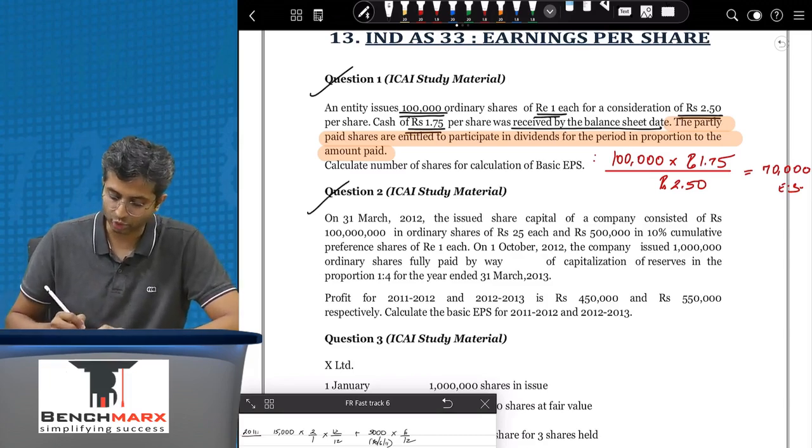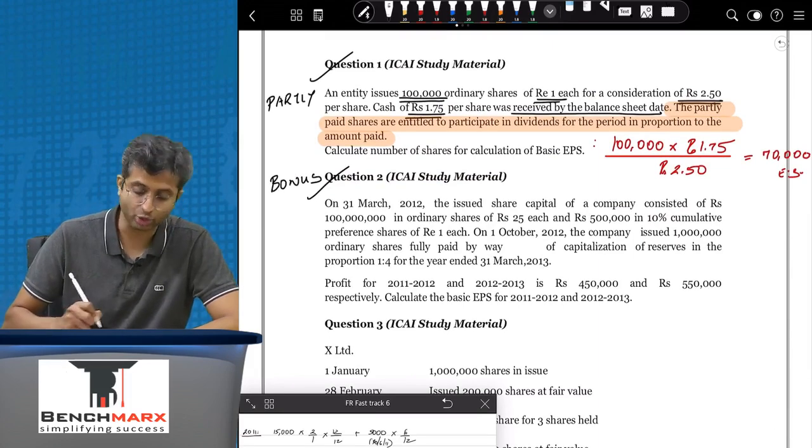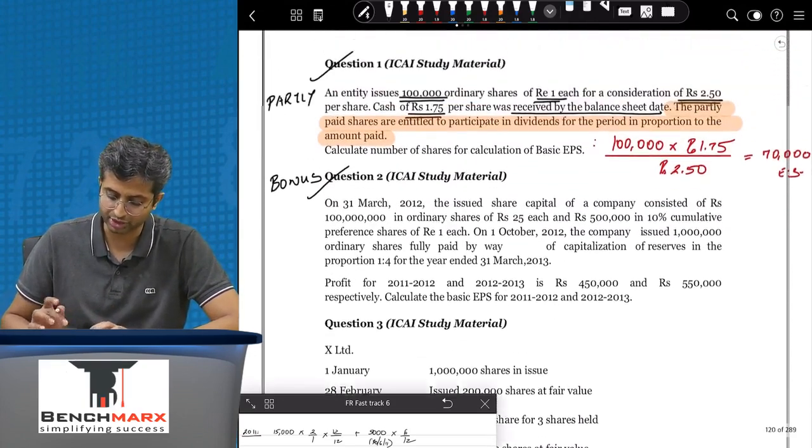Okay, next we go to question number 2. This is on bonus. So question 1 was on partly paid shares. Question 2 is on bonus. Question 3 is also on bonus. Question 3 you can mark as important, but let us finish 2 first.